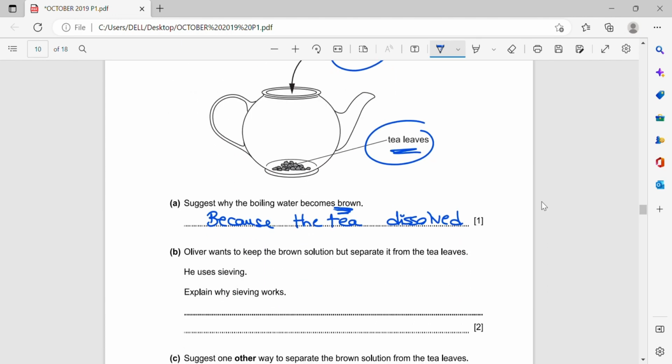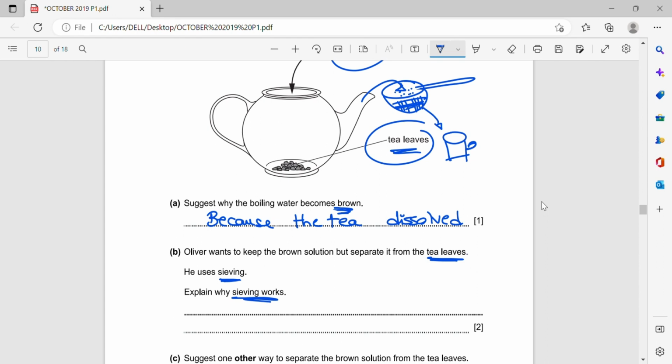الشاي داب. Oliver wants to keep the brown solution but separate it from the tea leaves. He uses sieving. Explain why sieving works. ليه sieving works؟ Actually sieving works علشان ايه؟ هنصفي الشاي. What will stay on the top of the sieve? The tea leaves. And what will go like inside our cup? هيبقى brown solution.